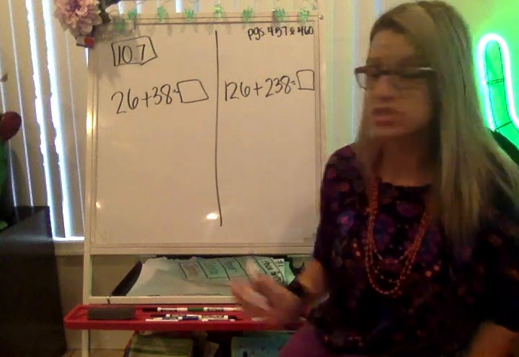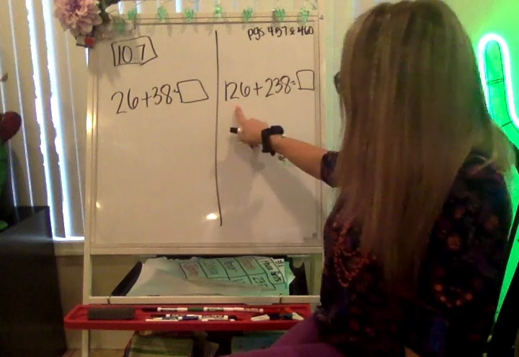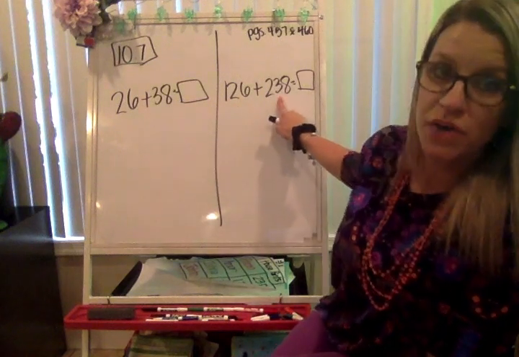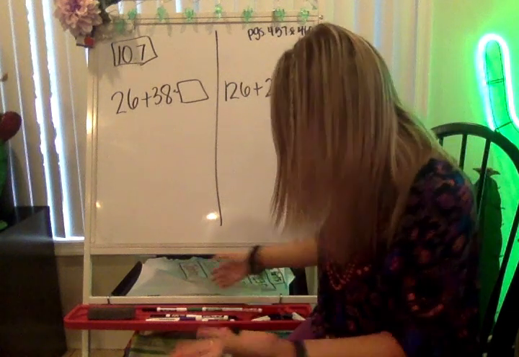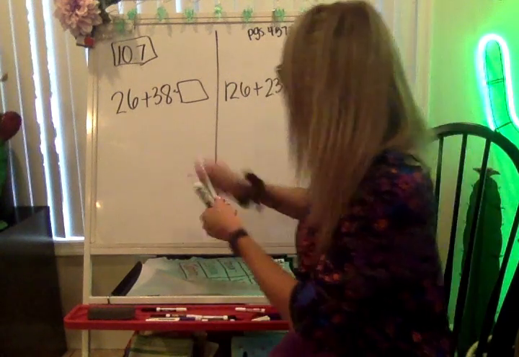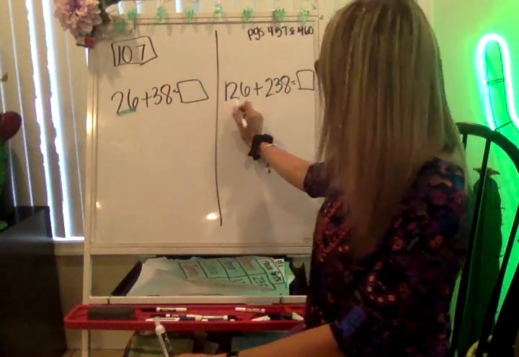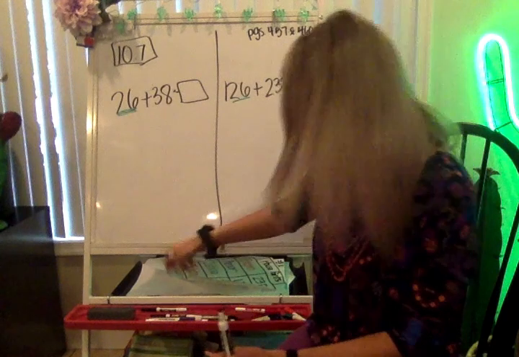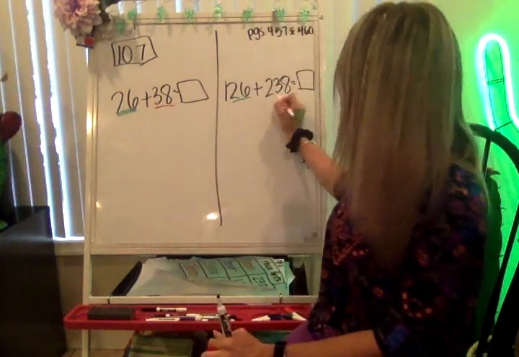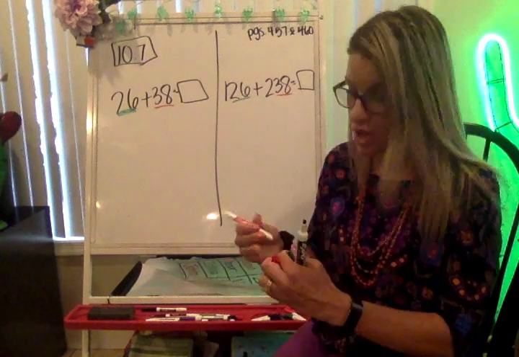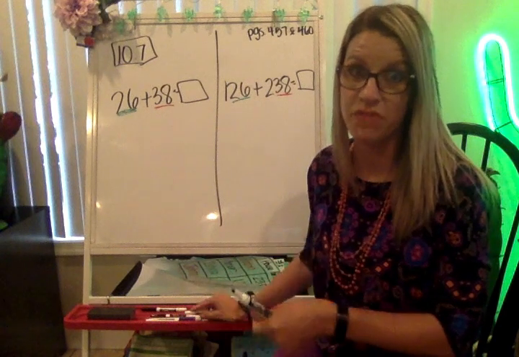So if I look at these two problems, I've got 26 plus 38, and then I've got 126 plus 238. If you look really closely, you can see that there's something in common. I'm just looking for a color change. I've got the 26 over here. Over on this side, it's 100, and then there's the 26 again. If I look on this one, I've got the 38, and then I've got 200, and then there's the 38 again. I want you to notice how that plays into the next part of what we're going to be working on.